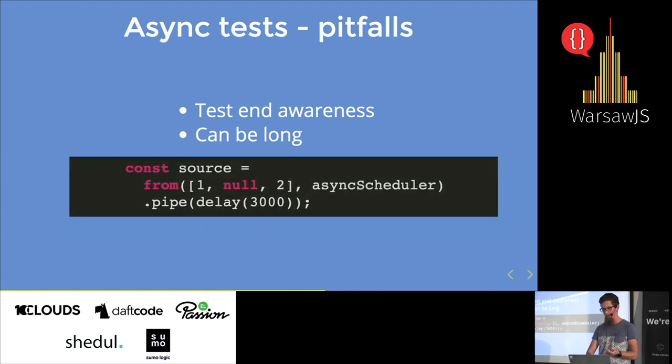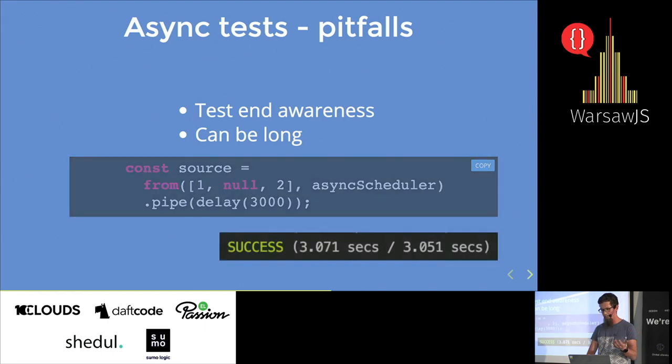And this is the example of the delayed source. In this case, the previous test will take 3 seconds and a few milliseconds. So if we have multiple of those running, it will probably prevent us from running those tests all the time, which might cause us more bugs, more fixing in the future.